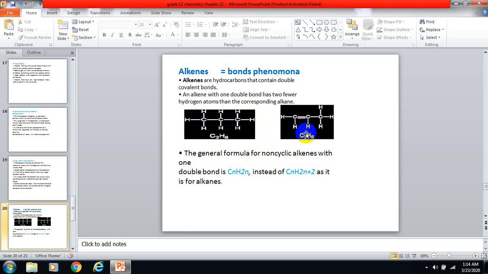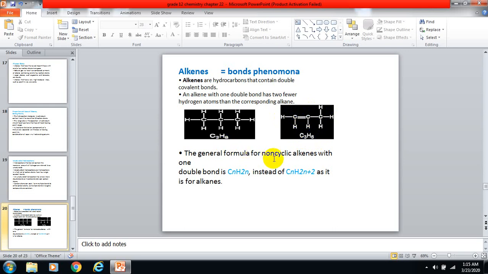Now look, the same alkane will be transformed into alkenes. C3H6, 1 2 3. Look at the double bond. 1 2 3 4 5 6. This is C3H6. Now we have double bonds.